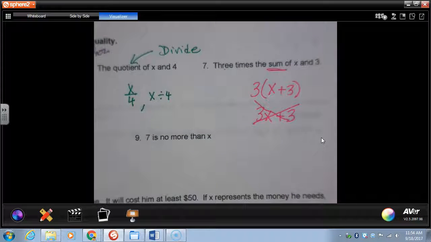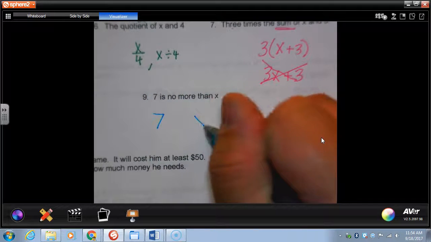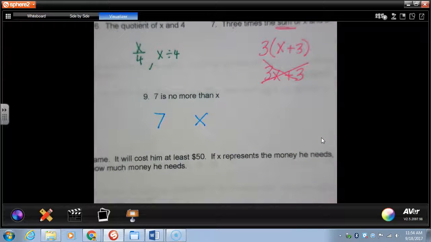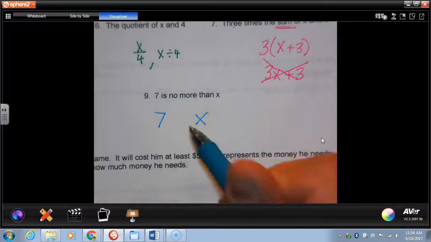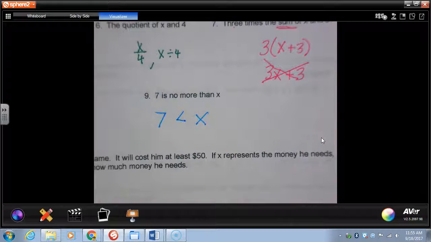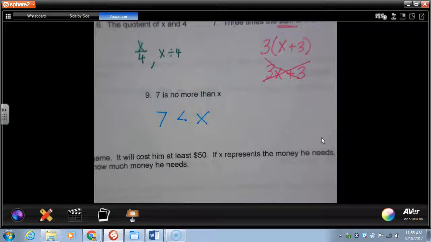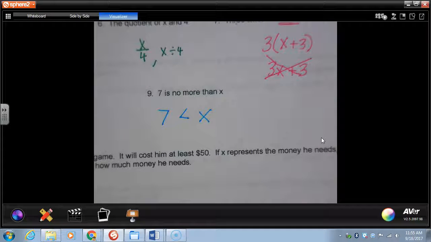Number 9. This is one of those tricky inequality ones, right? 7 and x. How do I write that 7 is no more than x? No more, huh? That's if I'm taking 7 away from x, but I don't want it to be any more than x. I want it less. No more is the same as saying less than, right? 7 less than, no more than x. Can it be x?